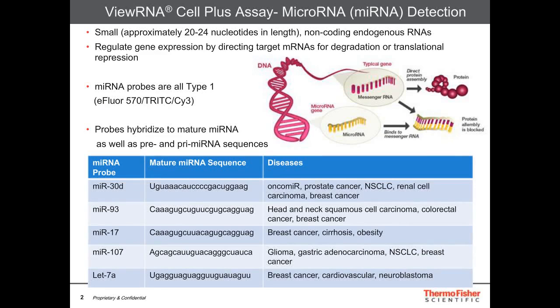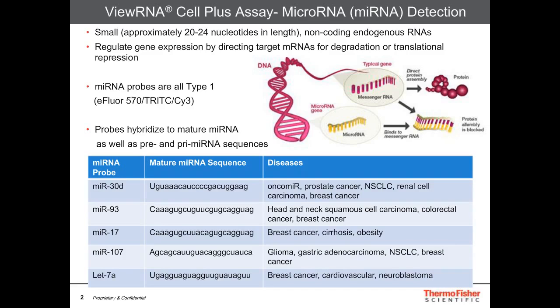So as many of you know, microRNA are very small. They're approximately 20 to 24 nucleotides in length. They don't code, but they actually end up regulating gene expression by directing target mRNAs for degradation or translational repression. So all of the microRNA probes that we use are all type 1. This is detected on the TRITC channel of the microscope, or Cy3, and it's because there's a very nice signal-to-noise ratio when we use this fluorophore. The probes hybridize to either mature microRNA or the pre or pri microRNA sequences, which are the unprocessed forms of the microRNA.